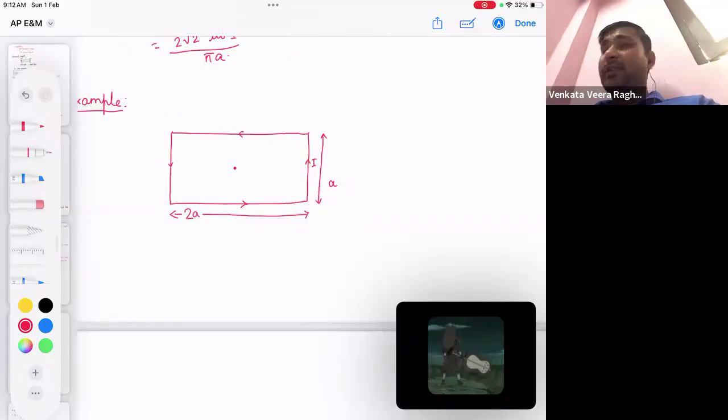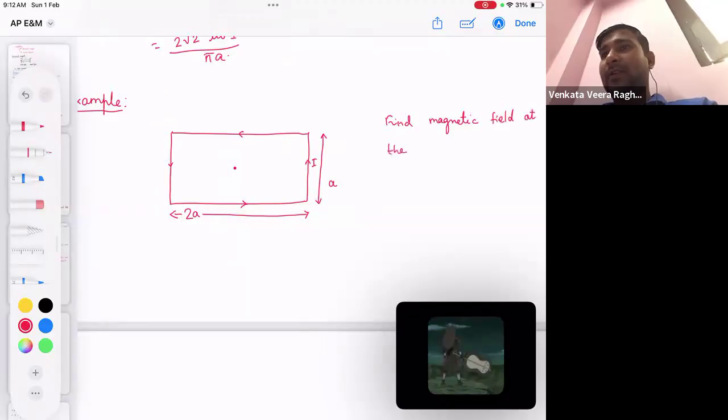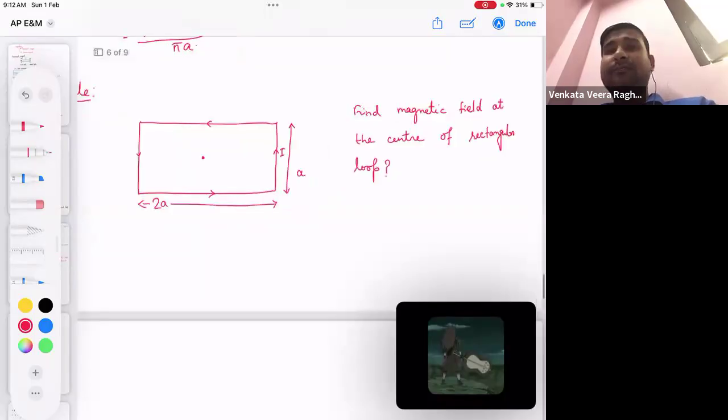The sides are given as 2a and a. Find the magnetic field at the center of the rectangular loop. Okay, so please try it and tell me how much is that coming.